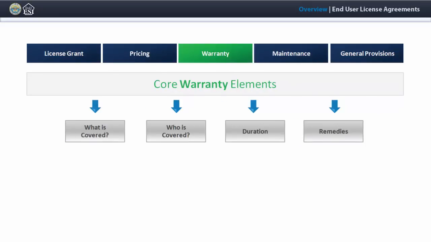Warranty provisions can be broken down into 4 core concepts. What performance standards are covered in the warranty? Who issues the warranty and who is covered by the warranty? What is the duration of the warranty? And what happens when the product does not meet the required performance levels, including the remedies and process for fixing defects?